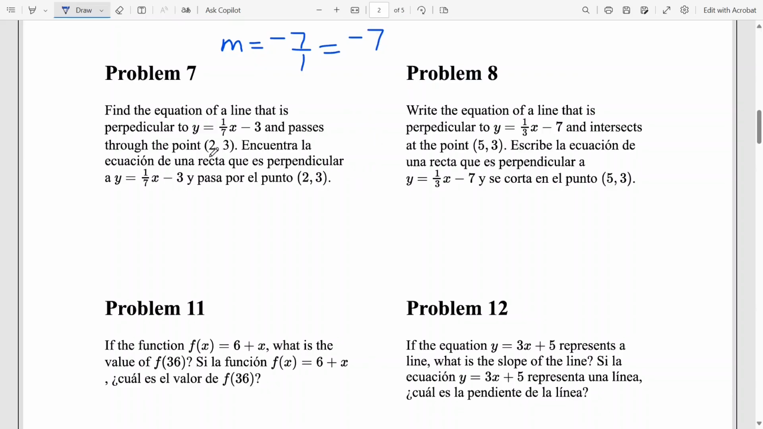And we're given the point (2, 3), so we can use point-slope form to write the equation of the line. We can say y minus the y value given, 3, equals the slope, negative 7, times x minus the x value given, which is 2. And there we go.